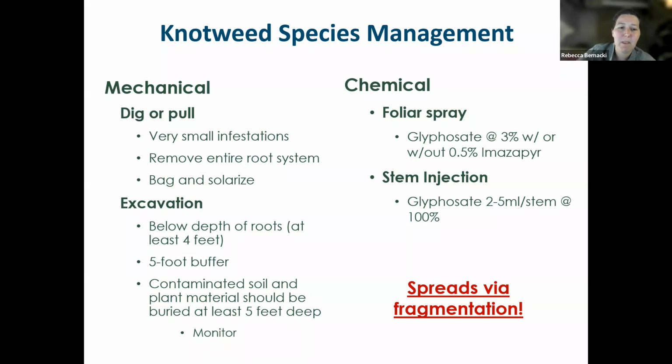If we have access to equipment to excavate, we can also go excavate that infestation. We want to be sure to excavate below the depth of the roots, so at least 4 feet deep, and in a 5-foot buffer around where we're finding those rhizomes. And that contaminated soil and plant material should be buried at least 5 feet deep to prevent reemergence. However, as with any management plan, we want to monitor the area for regrowth.